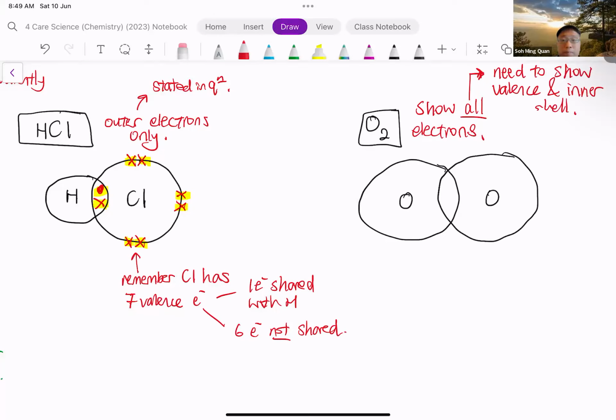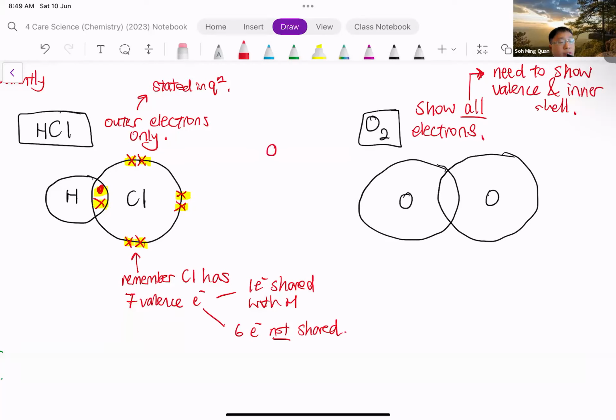Okay, so we need to bear this in mind. You have to read the question. The question will state, do you show outer electrons only, or do you show all the electrons? So let's practice showing all the electrons. First, we know this is definitely going to be covalent bonding because we know oxygen is a non-metal. Non-metal plus non-metal forms covalent bonds through sharing of valence electrons.